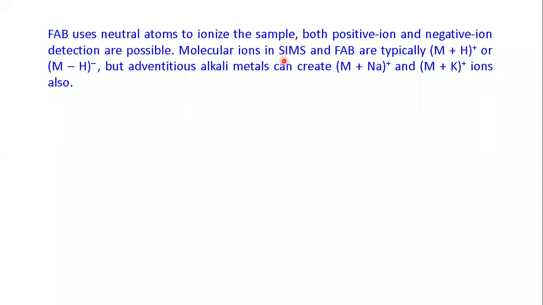Now, molecular ions in SIMS and FAB are typically M plus H or M minus H, meaning you have proton transfer. From the matrix to the molecule of interest, a proton transfer process takes place. Sometimes if you have an alkali metal ion in the surroundings, that can be attached. So you can have molecular ions like M plus Na or M plus K, that we may find.